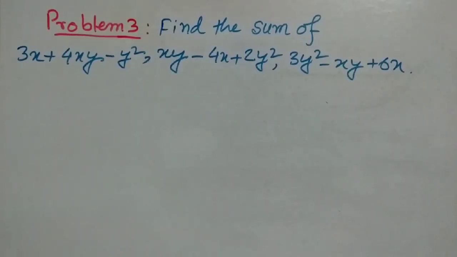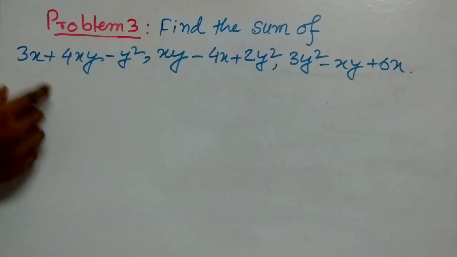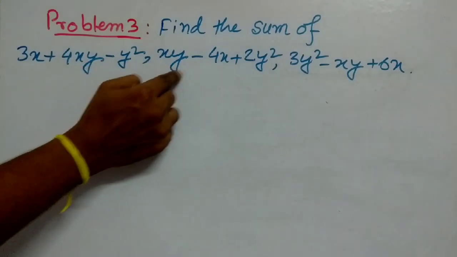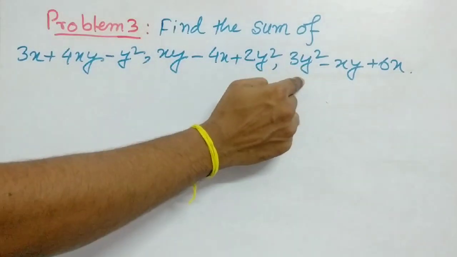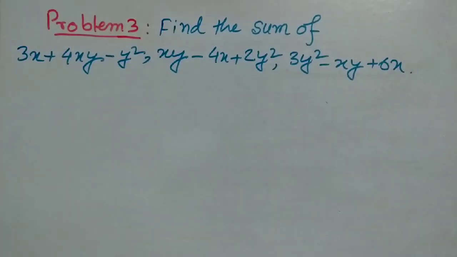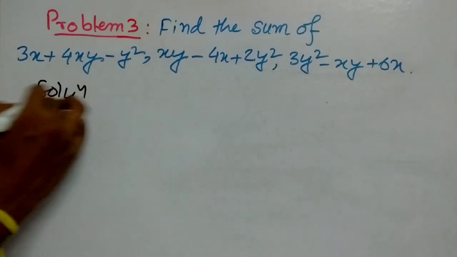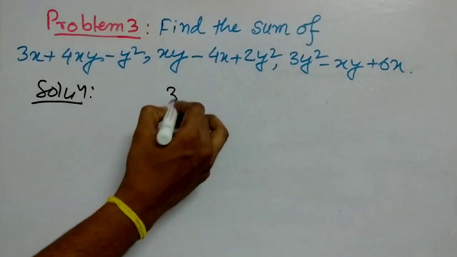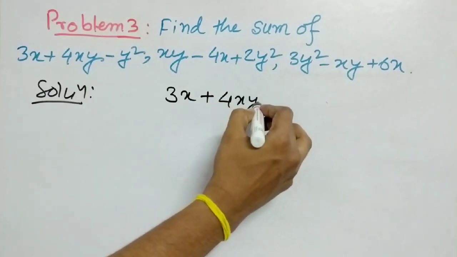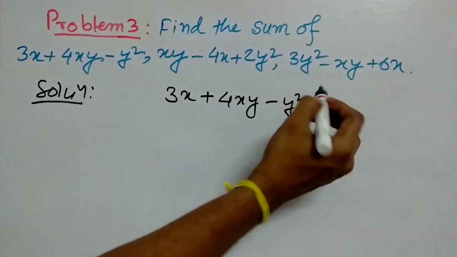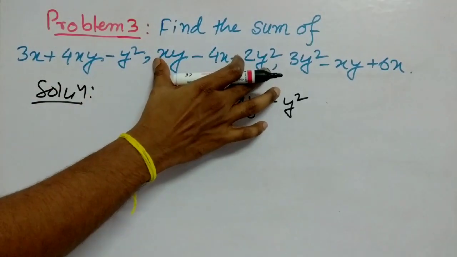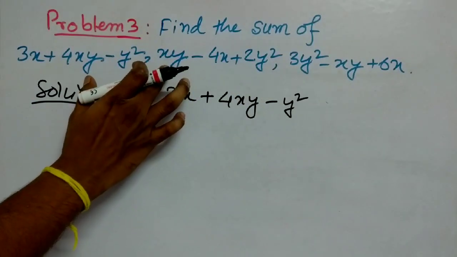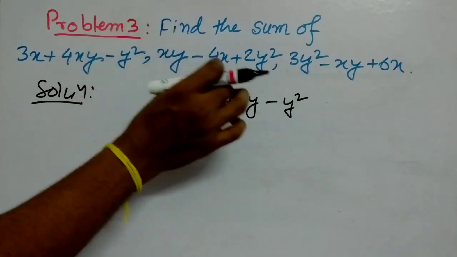Okay, let's go for problem number 3. Here we have to find the sum of 3x plus 4xy minus y square, xy minus 4x plus 2y square, and 3y square minus xy plus 6x. So here I would like to go for the column method. So let us write down this expression first: 3x plus 4xy minus y square. So we will write this expression over here. We have to write the like terms one below another.